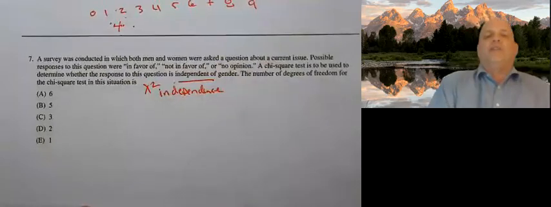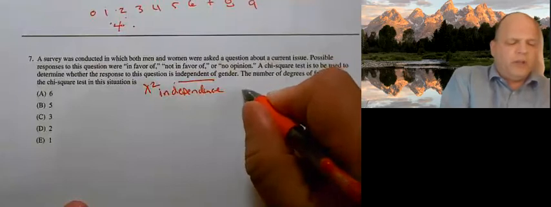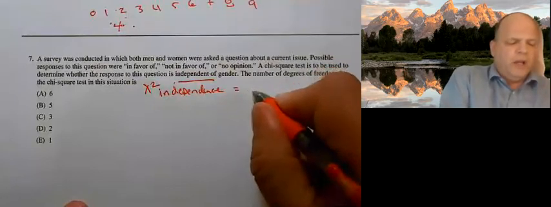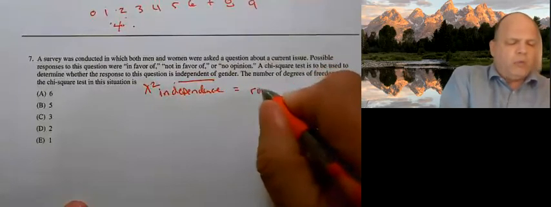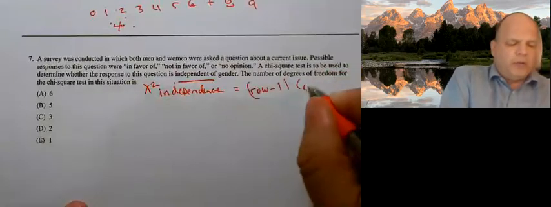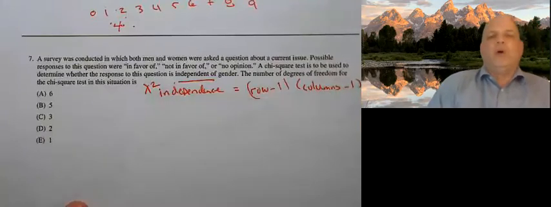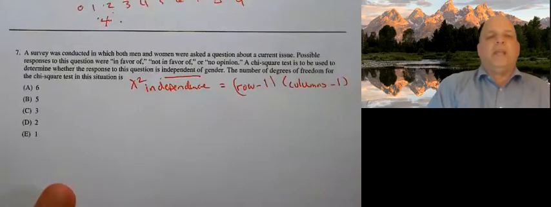The number of degrees of freedom for the chi-square test is what? So they want the degrees of freedom. Well, first off, I need to remember that for a chi-square test of independence, degrees of freedom is rows minus 1 times columns minus 1. But we don't have any rows and columns. Well, we're going to need to make them.